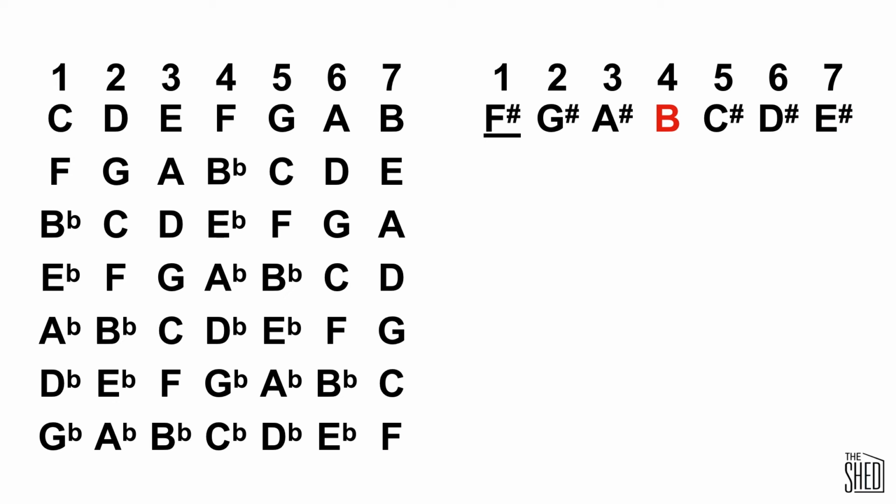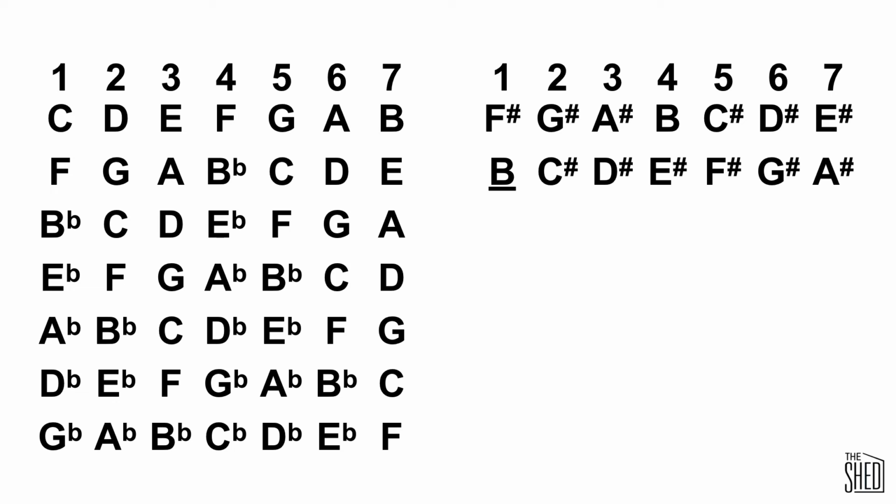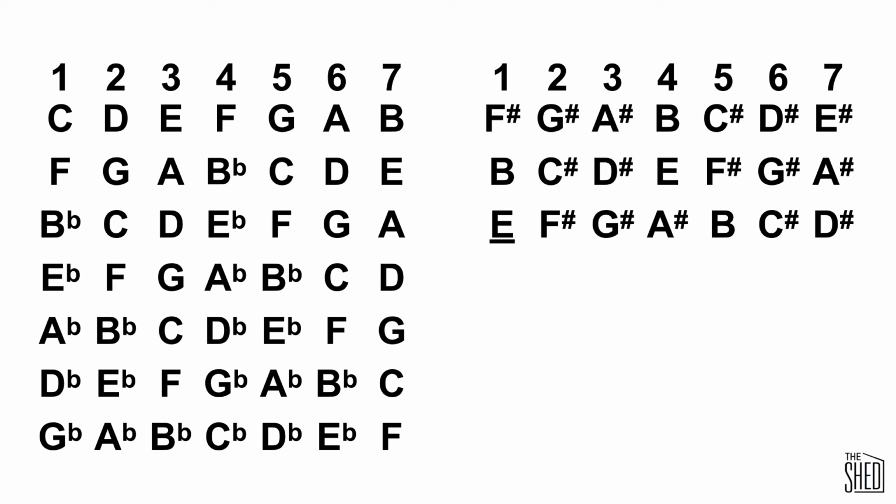So the fourth note is B. Spell the key of F sharp starting on B. Take the fourth note, which was E sharp, and lower it. It's not going to be E flat. That would be lowering it twice. We're going to lower it to just E. Take that fourth note, respell the key of B starting on E. Take the fourth note, lower it a half step.